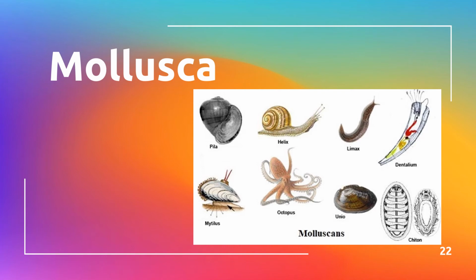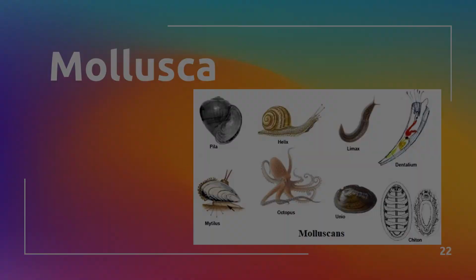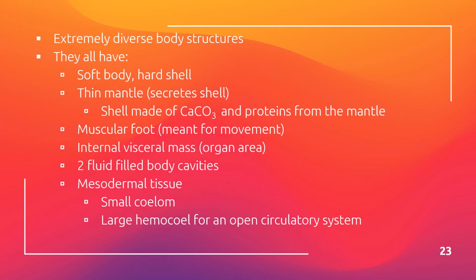So the next phylum that we'll cover is Mollusca, and mollusks are an extremely diverse group of animals. So the animals that comprise the phylum Mollusca live on both land and in the sea, and in addition, their body plans are incredibly diverse. But they're all characterized by a soft body and a hard shell that's made of calcium carbonate and other proteins that are secreted by a mantle layer.